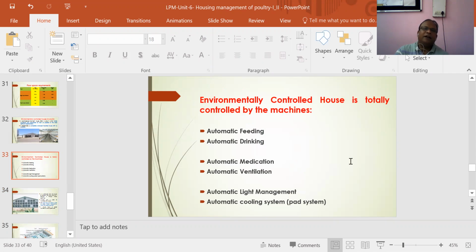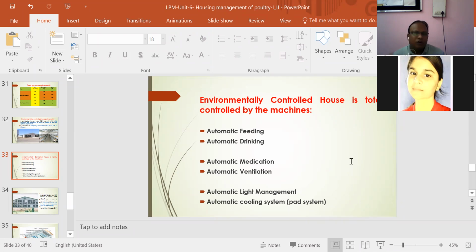The environmentally controlled house is totally controlled by machine. Everything is automatic because there is no frequent movement of people or workers. So it is completely, fully automatic and controlled by the machines. That is automatic feeding, automatic drinking of birds, automatic medication, automatic ventilation, automatic light management, automatic cooling system.